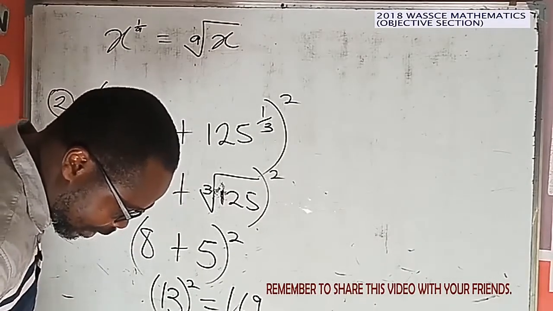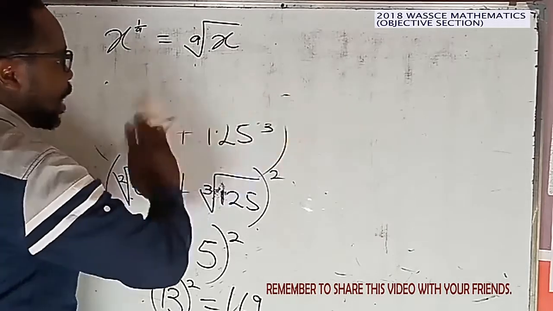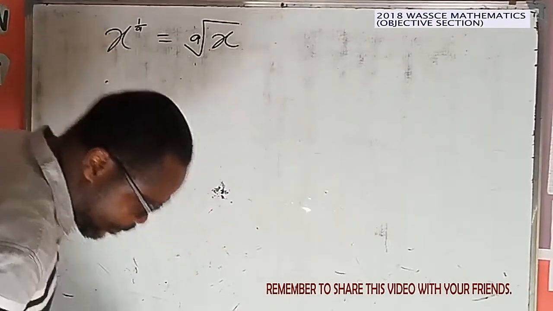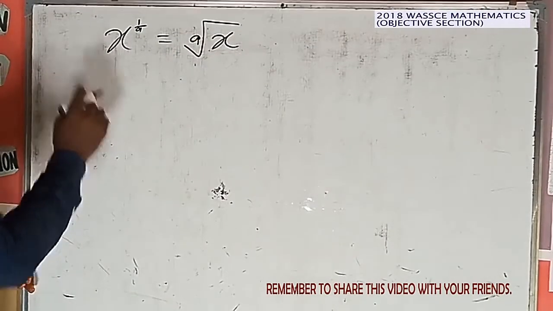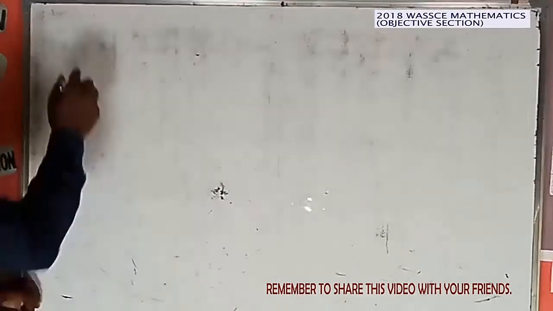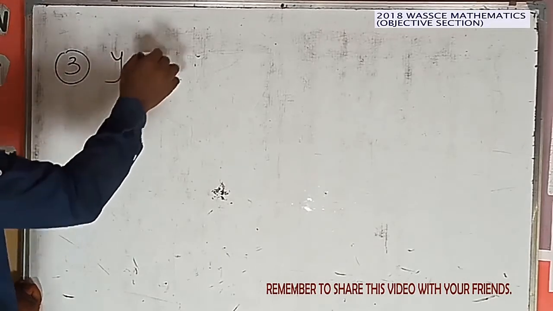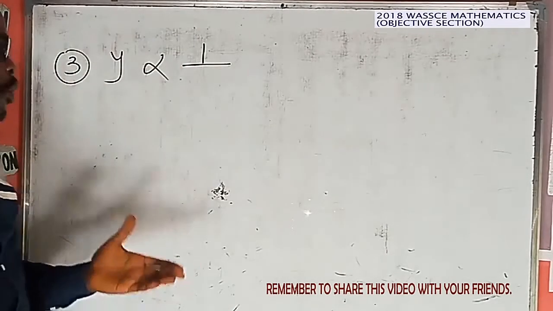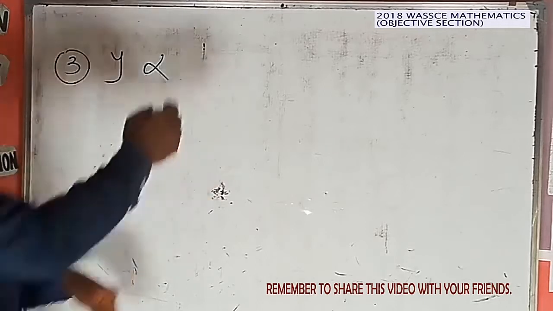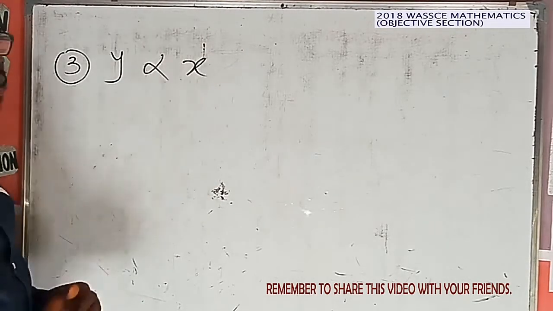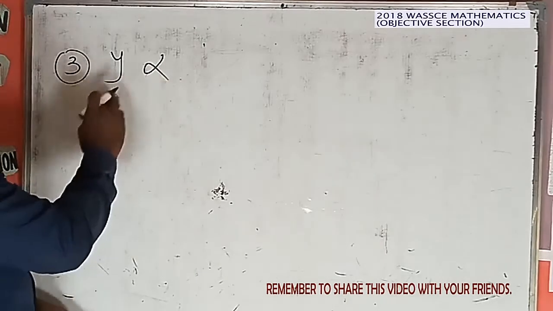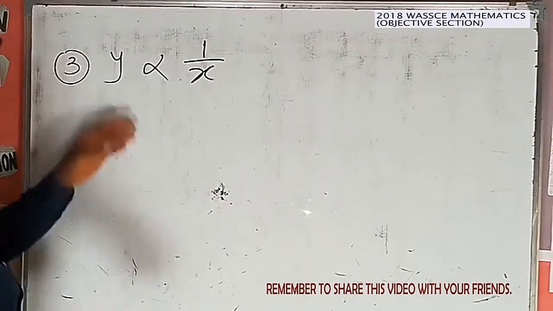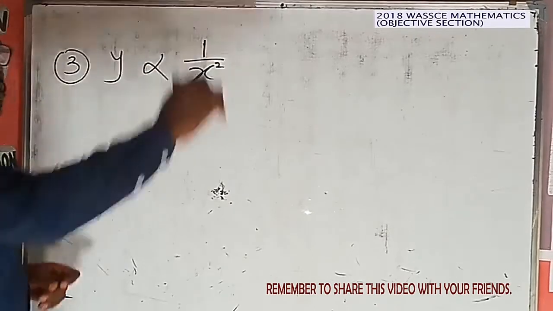It says, given that y varies inversely. So I can say, given that y, question number 3, y varies inversely. Of course, if it's the direct proportion or direct variation, we say y varies as x. This is a direct situation. But the question we want to look at says that y varies inversely as the square of x.